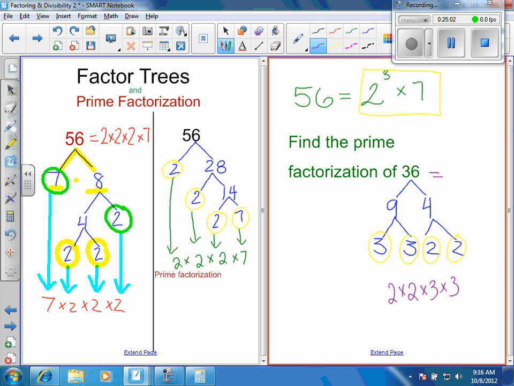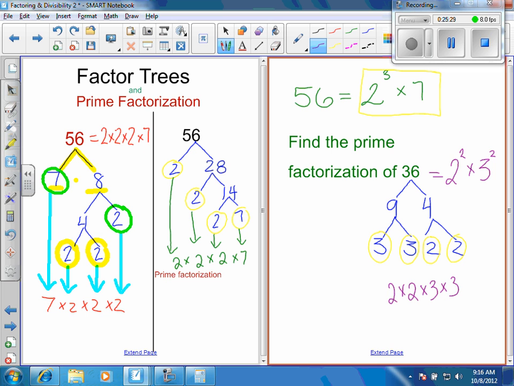3 times 3 times 2 times 2. No. Nick, isn't that 2 to the third? Not quite. How about you, Quinn? 2 to the second. So there are 2 twos, right? So 2 to the second times 3 to the second. Good job. That's what I wanted, just the difference.